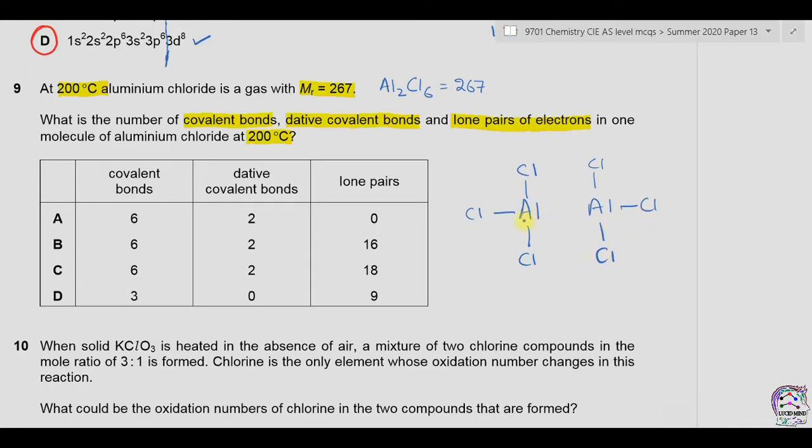Now we can see there is a deficiency of electrons around the aluminum atom. There are only 6 electrons. In order to overcome the deficiency of electrons, aluminum makes a dative covalent bond with a chlorine atom. Similarly, this aluminum takes 2 electrons from this chlorine atom and a dative covalent bond is formed. Now each chlorine atom has 7 electrons in the outermost shell, out of which 6 are present in the form of lone pairs. So we can draw like this.